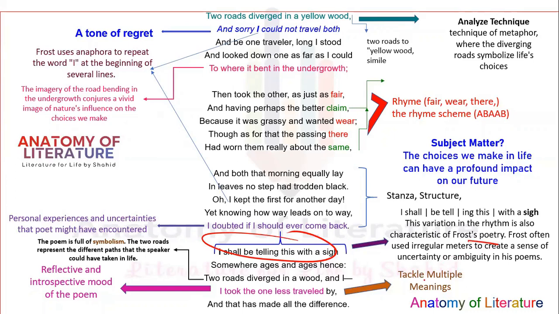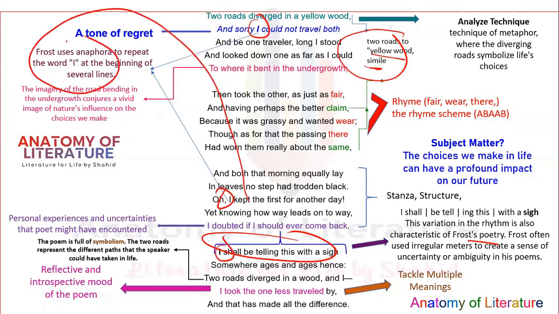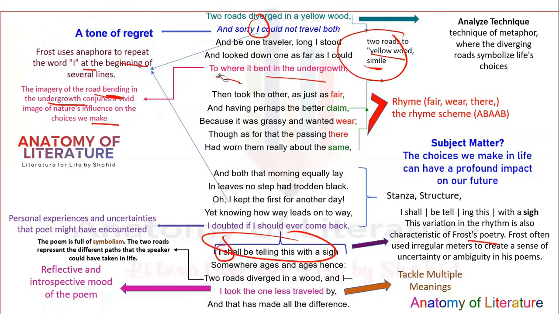So the next step is that two roads in a yellow wood offers a very important figure of speech, simile here. The repetition of I again and again in the poem also refers to a very important device, anaphora, to repeat the word I at the beginning several times. Similarly, to where it bent in the undergrowth refers to the imagery of the road bending in the undergrowth. It conveys the vivid imagery of nature's influence on the choices we make. So these are very important things we can have in our mind whenever we are analyzing a poem.